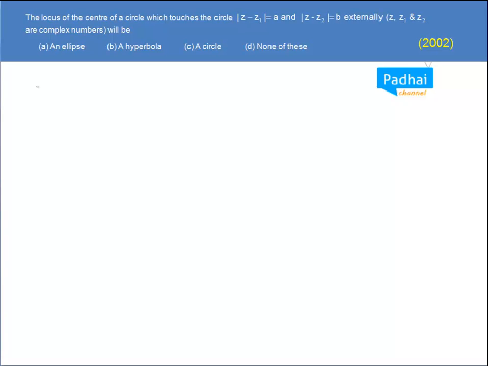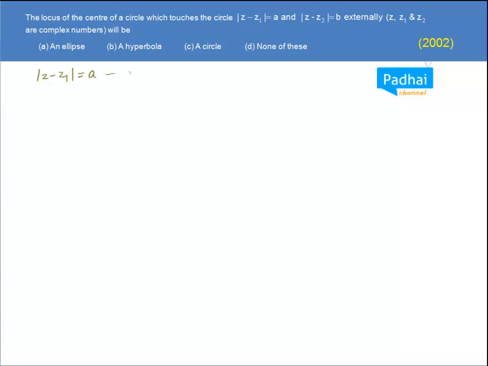Okay, now let us take a 2002 problem. It's way beyond question, but it's a very good question. Let's see how to solve it. You have to find the locus of the center of a circle which touches these two circles externally. Let me write down the equations of the circles that are given to you.